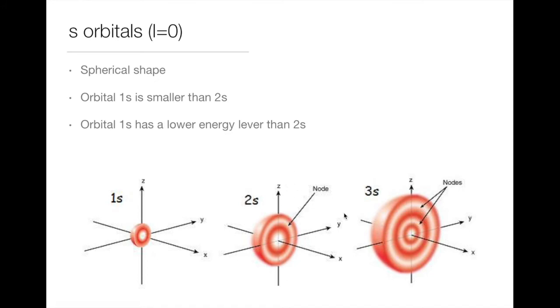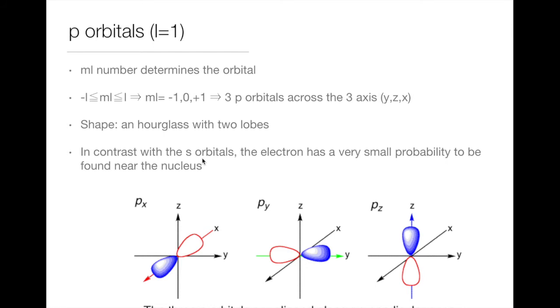But let's go and look at the p orbitals. The p orbitals have an L equals 1. That means that the ML number, which takes values between minus L and L, takes the values minus 1, 0, and plus 1. So we've got 3 p orbitals across the 3 axes. The p orbital shape, which is determined by the L, is an hourglass with 2 lobes. This is the shape. So, the px orbital is oriented in that way. The py orbital is oriented that way around the nucleus, and the pz orbital is oriented that way in space around the nucleus.